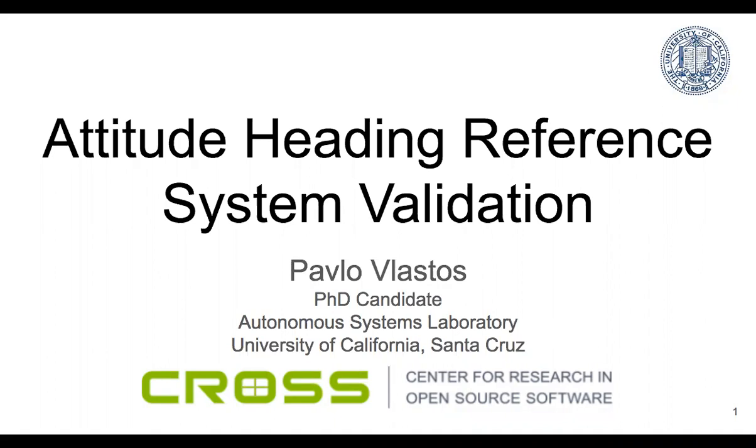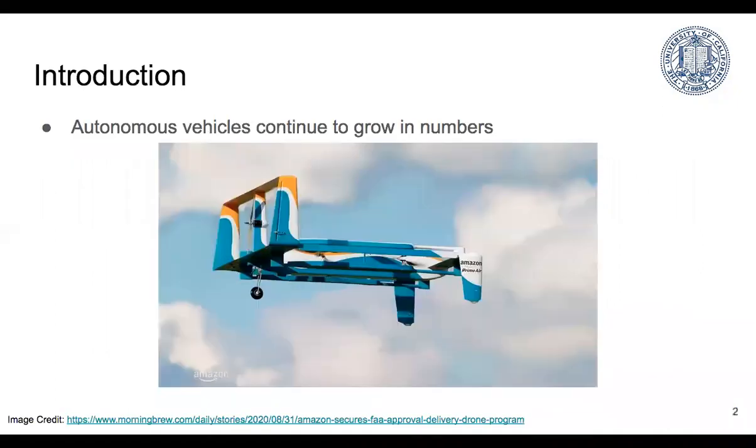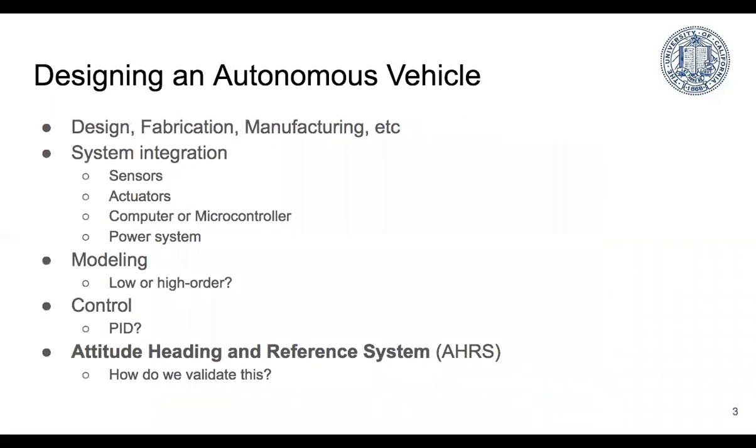So I'll be talking today about attitude heading reference system validation. A brief introduction: we know that we're seeing more and more cases of autonomous vehicles in daily life. Recently, the FAA approved Amazon to use drones to deliver packages to customers. And those kinds of vehicles have a lot of things to consider when we're designing and building them.